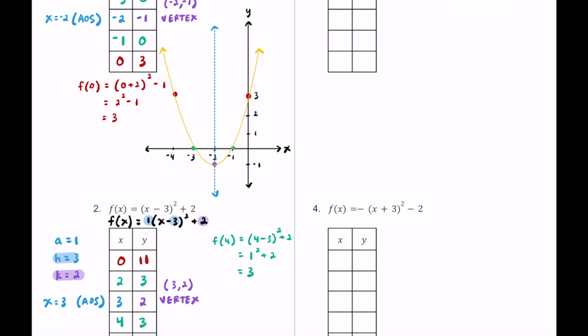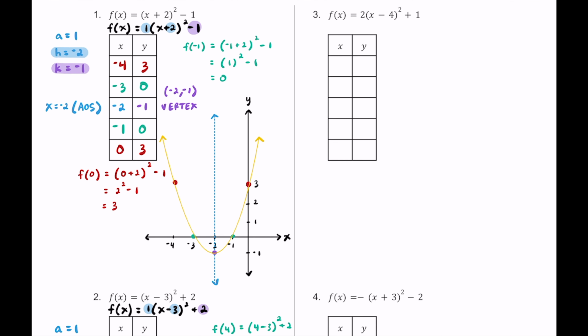Here's number 3. For number 3, we have this f of x, and then we have this equal to 2 multiplied by x minus 4 squared plus 1. Okay, so let's take a look at each of the pieces here. This 2 in front means that a is going to be equal to 2. It's positive, so it's not going to be reflected at all, but it is going to be a little bit more narrow than usual. So that's called a vertical stretch, so it should look a little bit skinnier than usual.